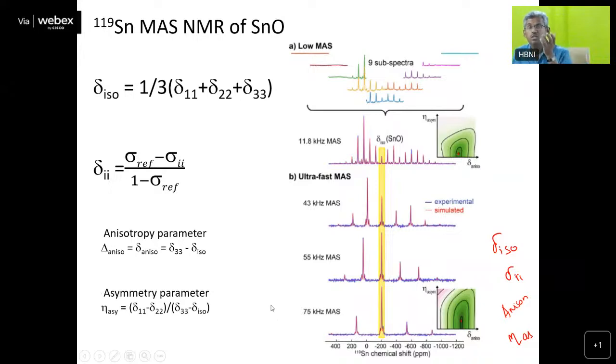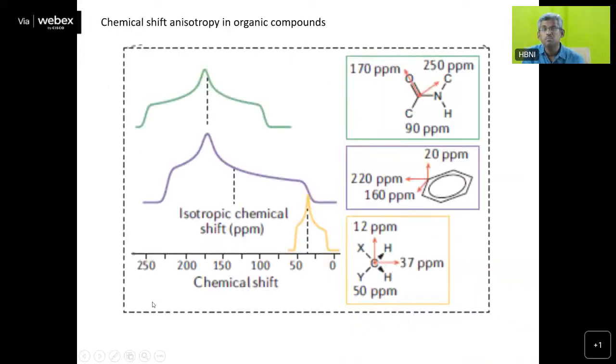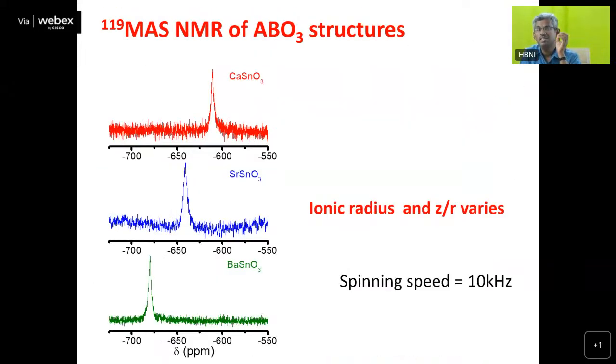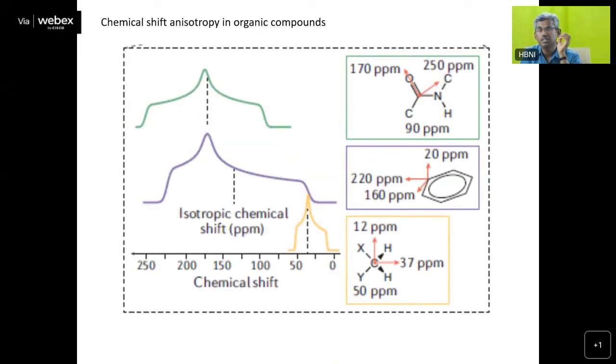Why anisotropy? In solution there is no anisotropy, it is only isotropy. Since it is a solid, we have a difference of delta 33 minus delta iso. If the value is higher, then the anisotropy is also higher. Similarly, eta asymmetry is delta 11 minus delta 22 divided by delta 33 minus delta iso; it can be negative or positive. I think we have discussed this in class. If eta is very close to 1, it is more or less like a symmetric tensor, like this one. Normally eta will not be 1, and only in some cases do we get eta equal to 1.